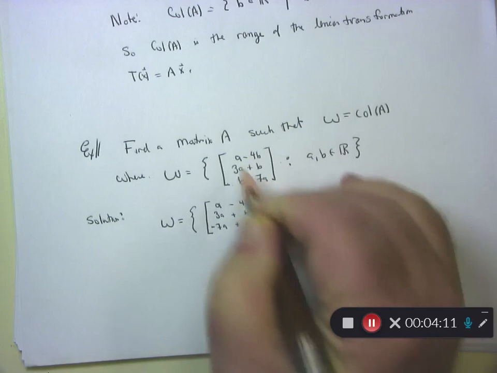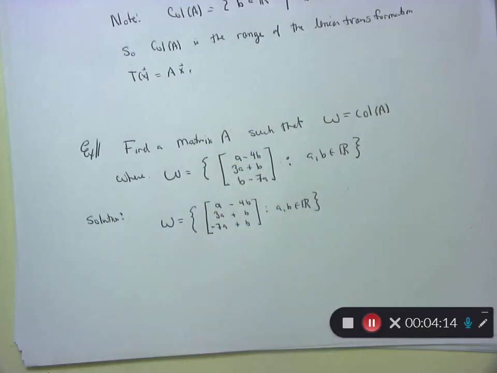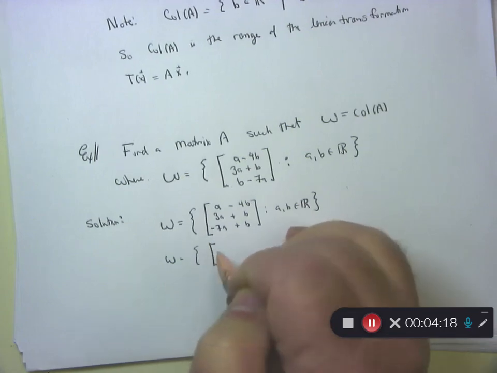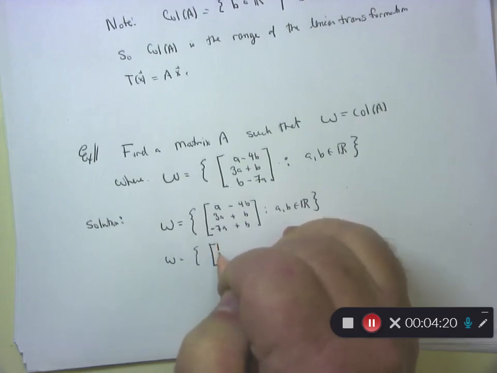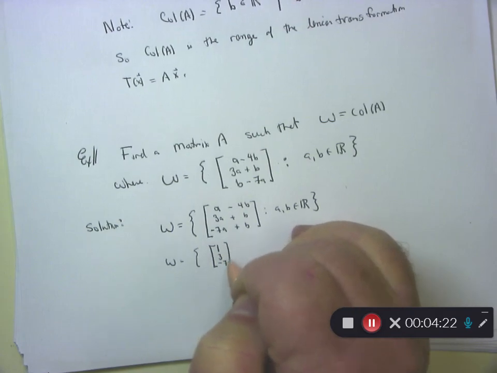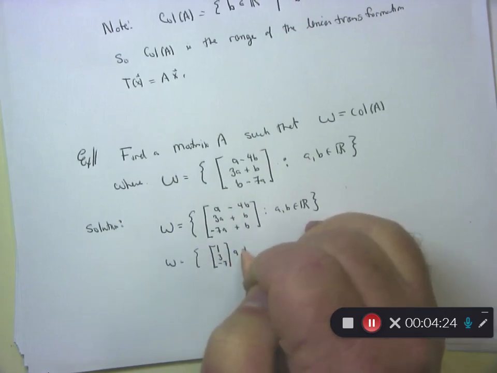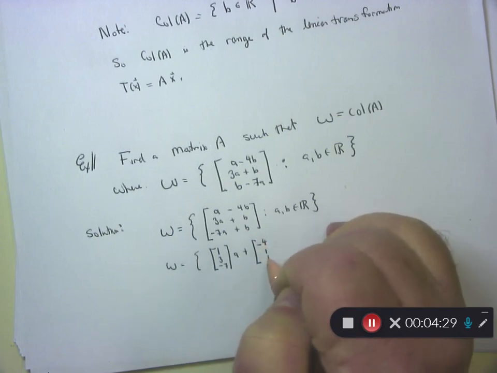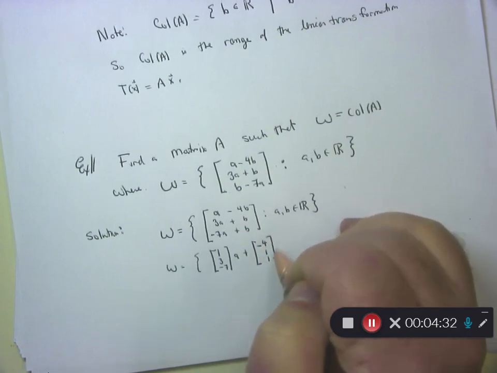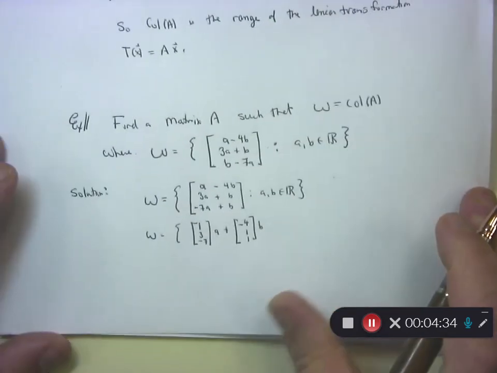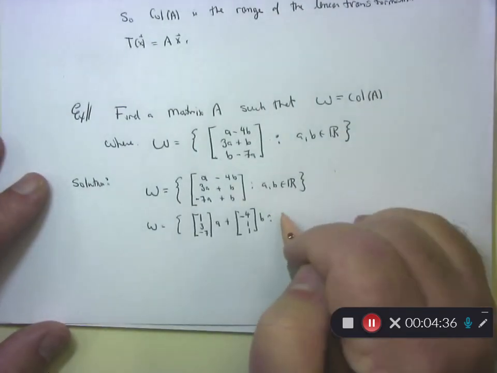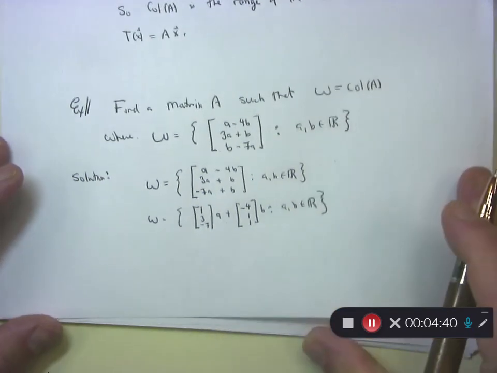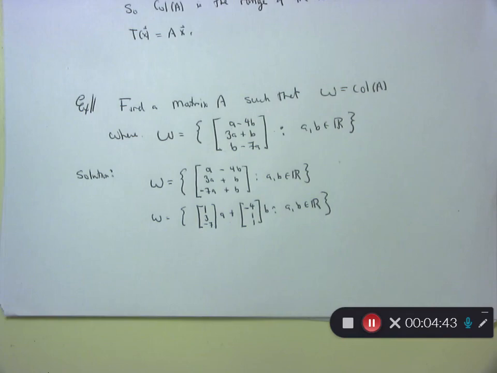So all I did was just make sure they lined up. So we can rewrite W as this. It is the vector 1, 3, negative 7 times a plus the vector, sign goes with it, negative 4, 1, 1 times b, such that a and b are real numbers. Real numbers, also known as scalars. Okay?